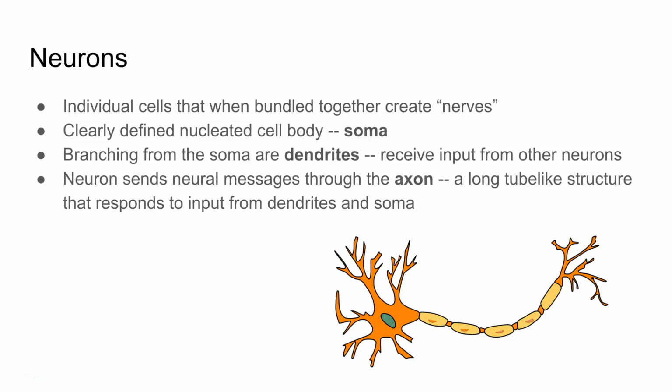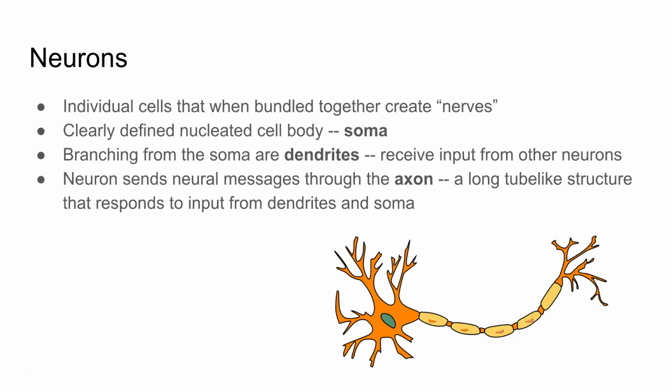So first we need to tackle the concept of neurons. Neurons are individual cells that, if they end up getting bundled together, make what we call nerves, and that is parts of the body that react to sensations and pressure and things of that sort. So they're individual cells that bundle together to create our nervous system.